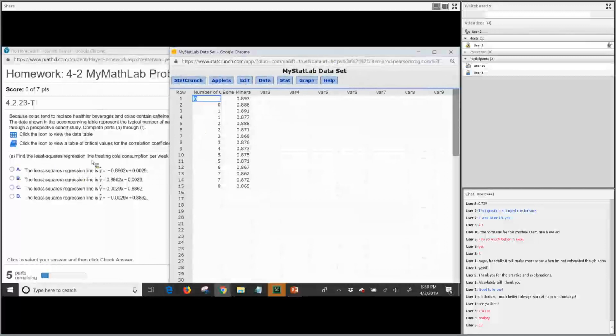So let me close this. Just trying to get it so we can see both sides. Okay, so what they're asking us for here is the least squares regression line.